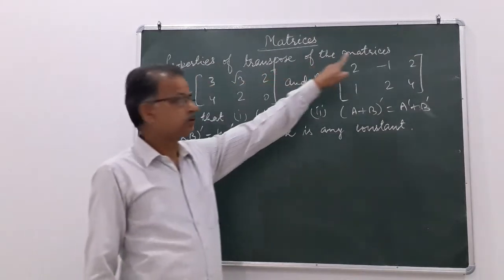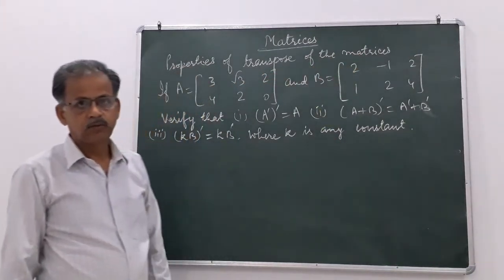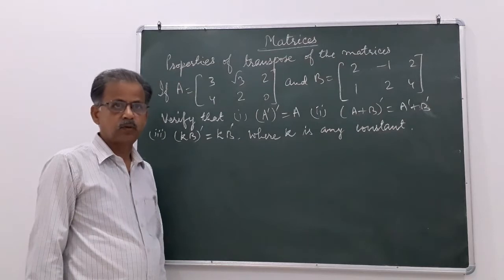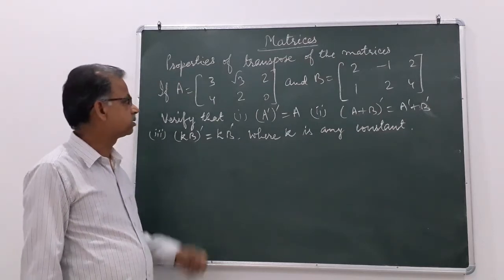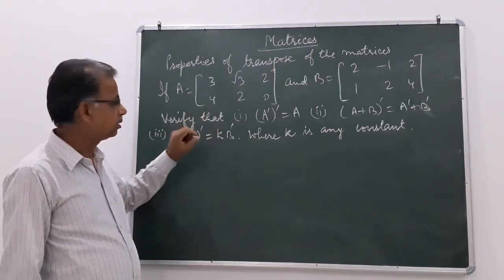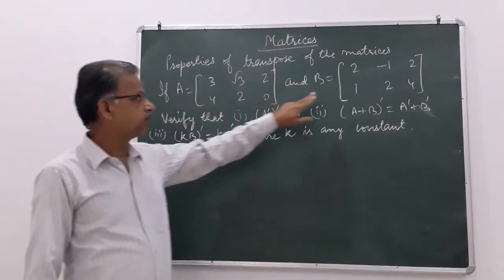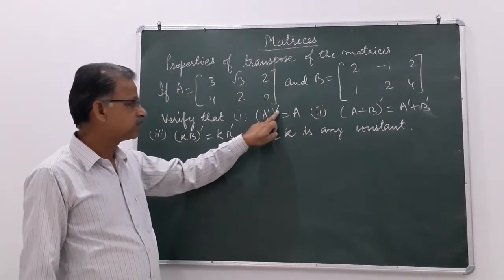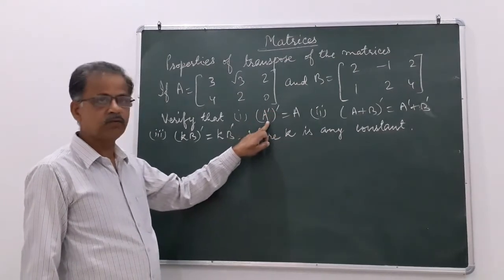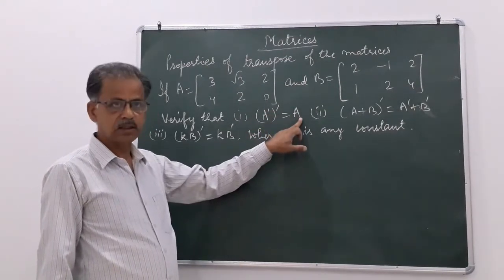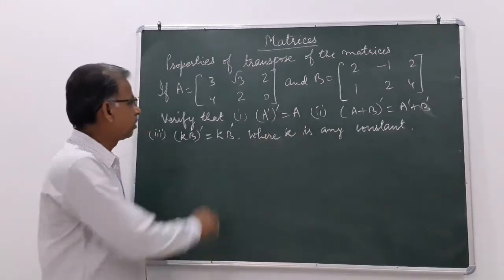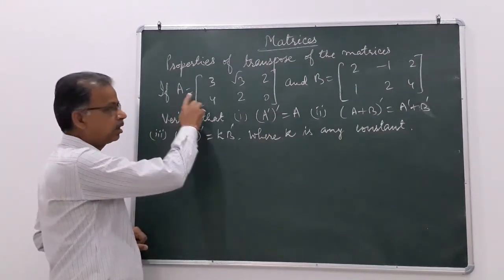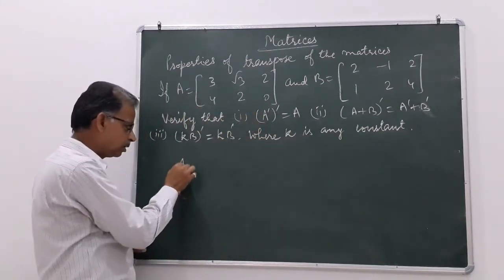Properties of transpose of the matrices. We will prove some properties of transpose of matrix by taking an example. Suppose A and B are two matrices, and we have to show that transpose of A dash is matrix A. So here matrix A is given, and what is transpose of A?